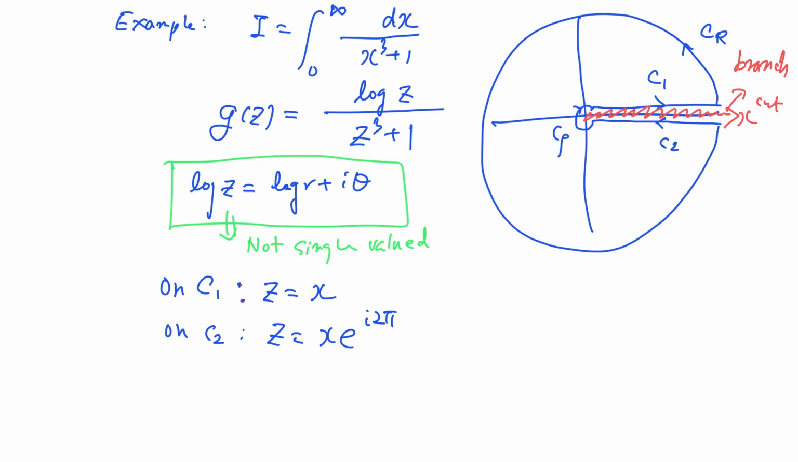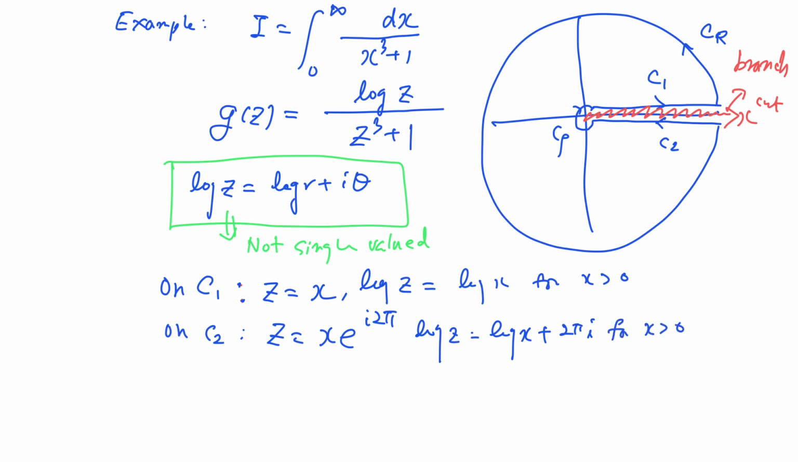How about on C2? We have exponential 2 pi i, right? Here. So log z is simply log x for x greater than 0. How about here? Log z is log x plus 2 pi i for x greater than 0, right? So on this axis, z is x. So when you take the logarithm of z, it is simply log x.